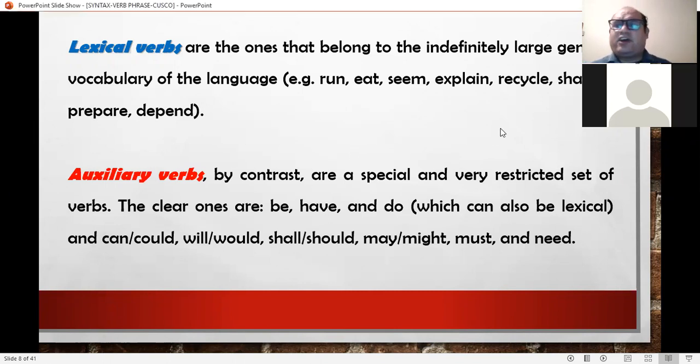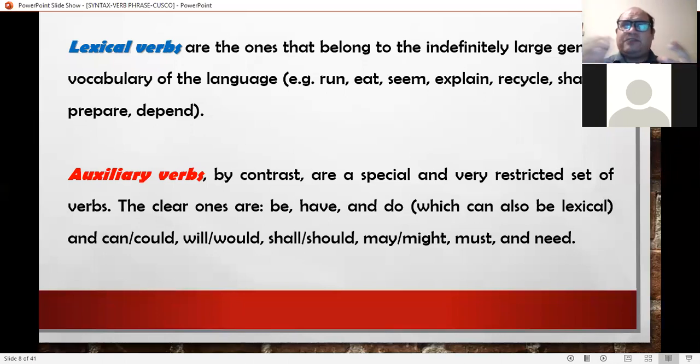Auxiliary verbs, by contrast, remember, notice here the contrast, are a special and very restricted set of verbs. So we have a small quantity of auxiliary verbs. We don't have a lot, all right? And here you have be, have, and do, which also can be lexical, as we have seen before, and can, could, will, would, should, may, might, must, and need. So they are the famous modal verbs, no? So these are known also as modal verbs, all right?